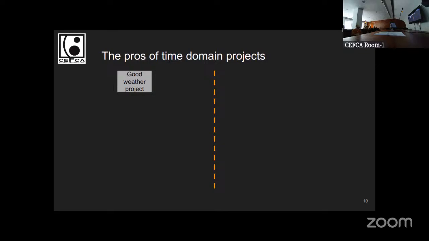So, pros and cons of time domain projects. Time domain projects normally use differential photometry. That means you don't care if the weather is good or not. So you actually can use poor weather. And then you go and ask Stelios or Sarah or Gaston to give you the light curve, right?